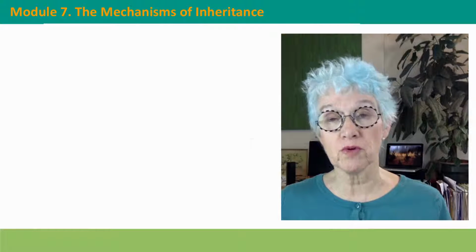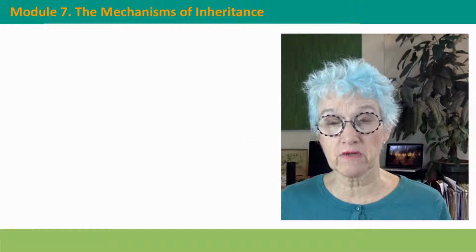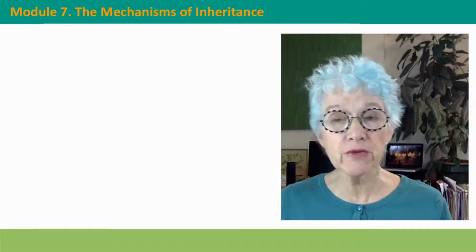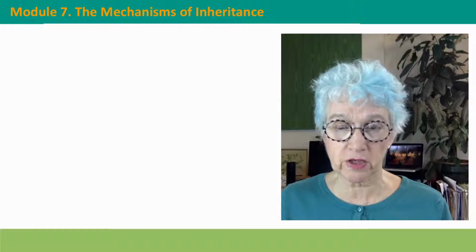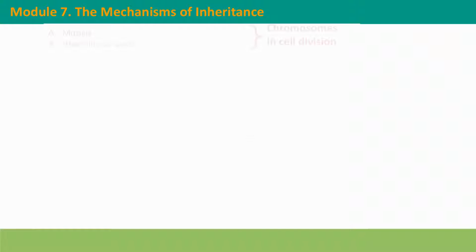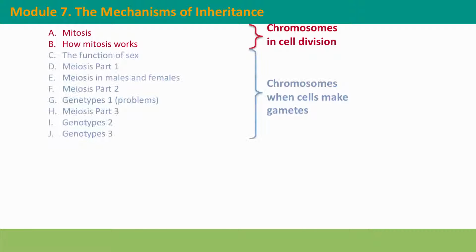This is the overview video for Module 7, where we'll be talking about everything you need to know about how genes are passed from one generation to another. We'll start with the simple form of cell division called mitosis, which is an asexual reproduction mechanism that simply makes new copies of existing cells. And then we'll build on this understanding to understand a more complicated form of cell division called meiosis. This is the cell division that produces the gametes that then go on to produce the next generation.